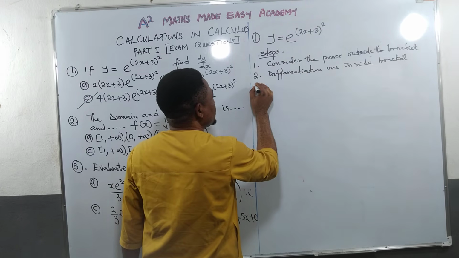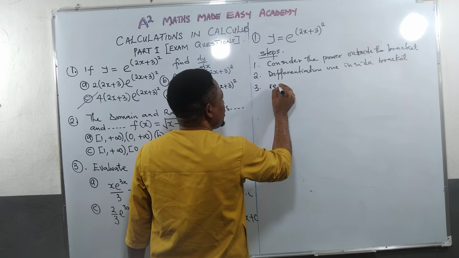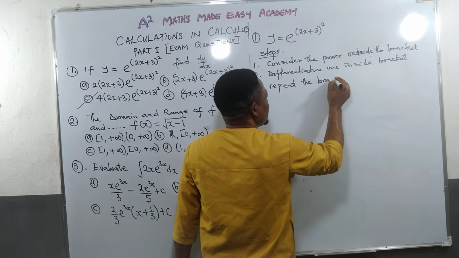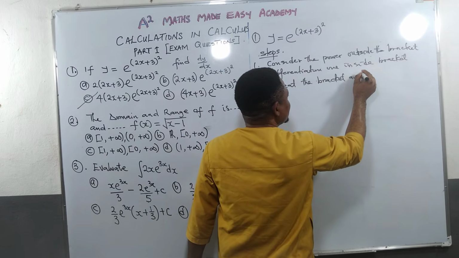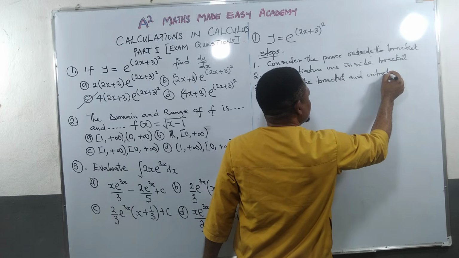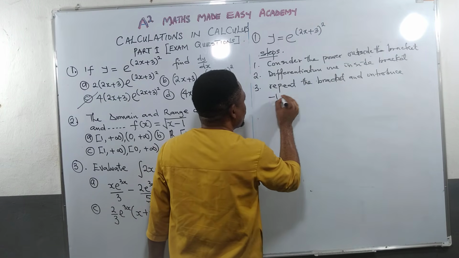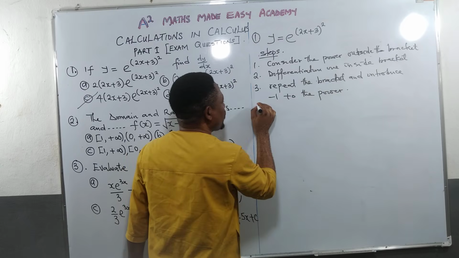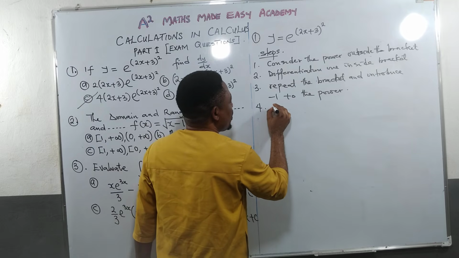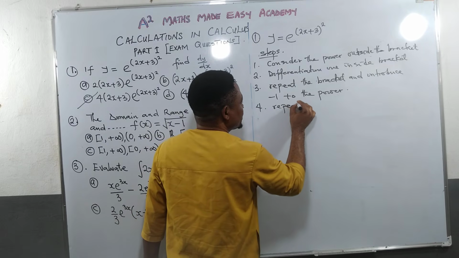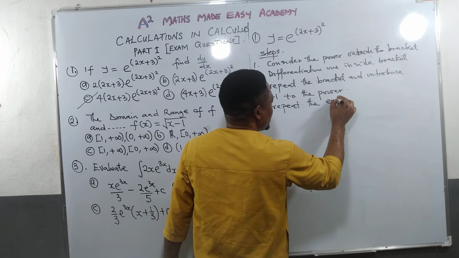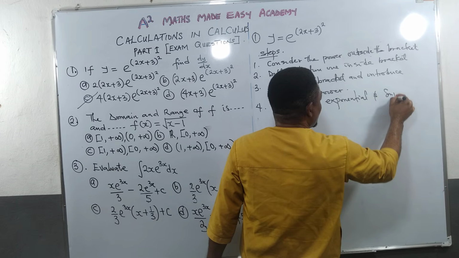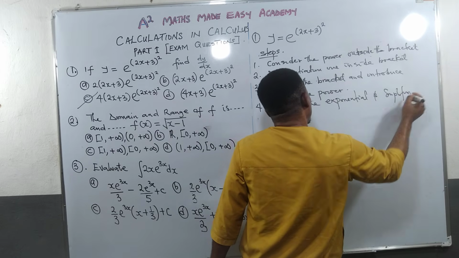Then the third step is to repeat the bracket, and introduce -1 to the power. Are you with me? And then simplify. Then the fourth one is this: repeat the word exponential and simplify. And that is the final answer.